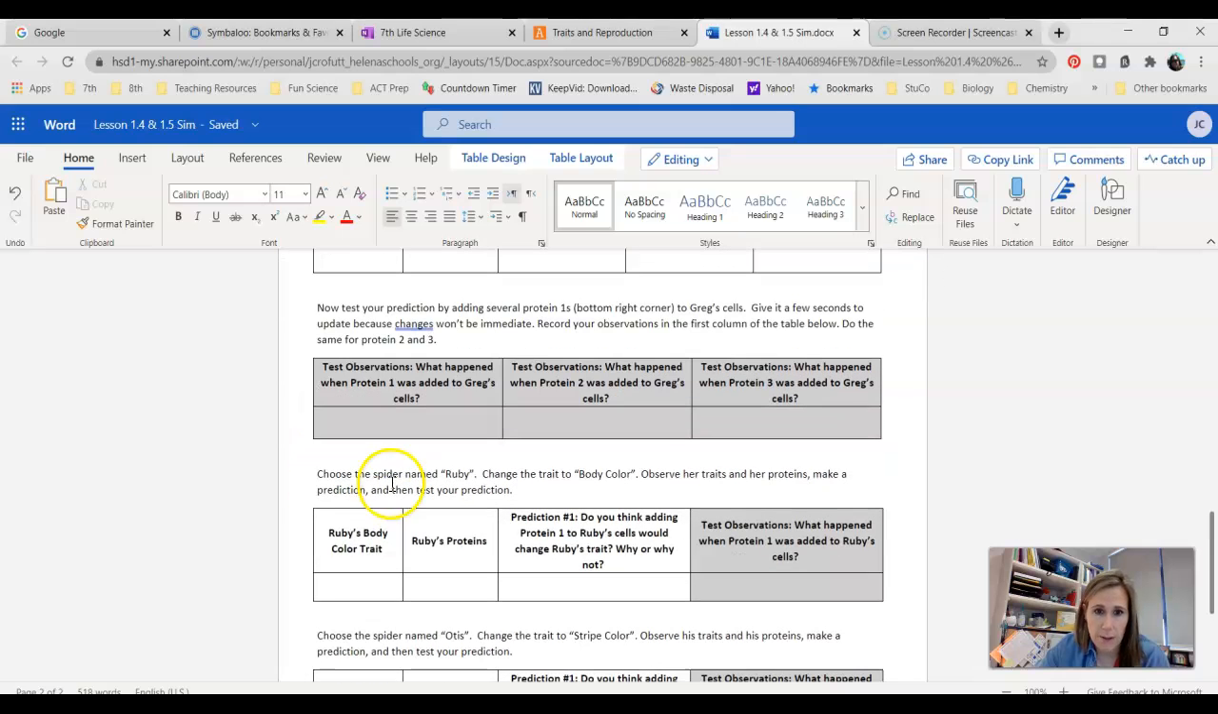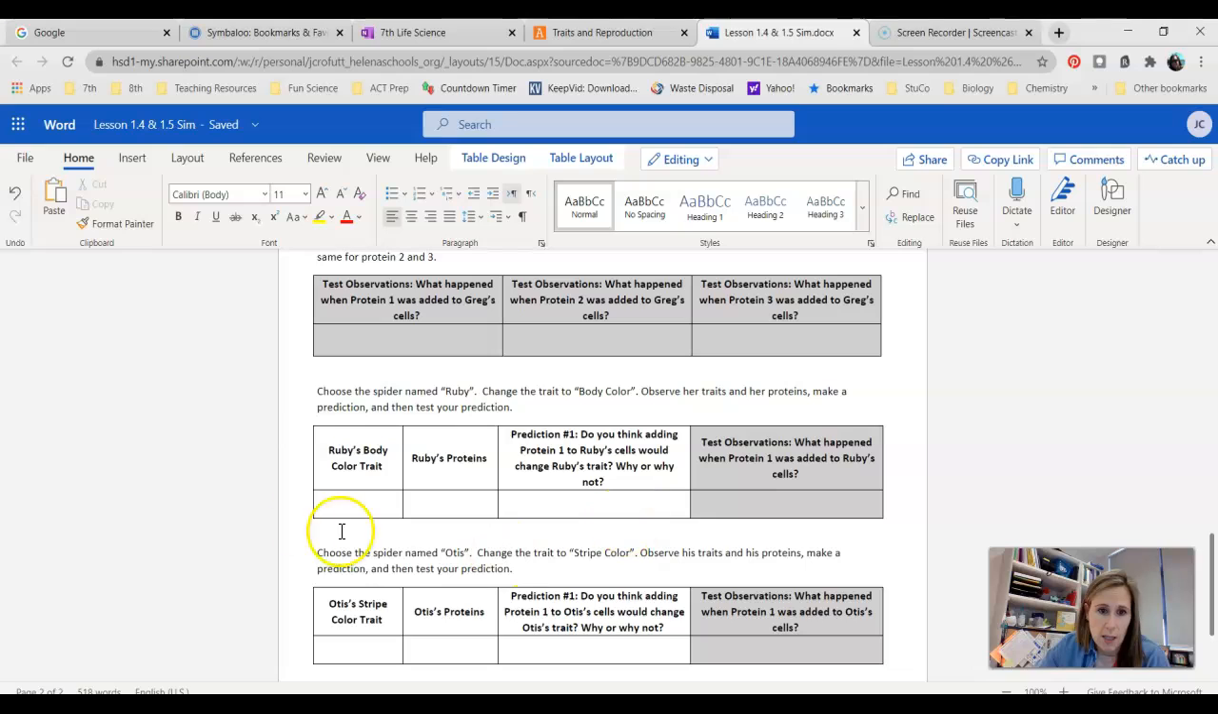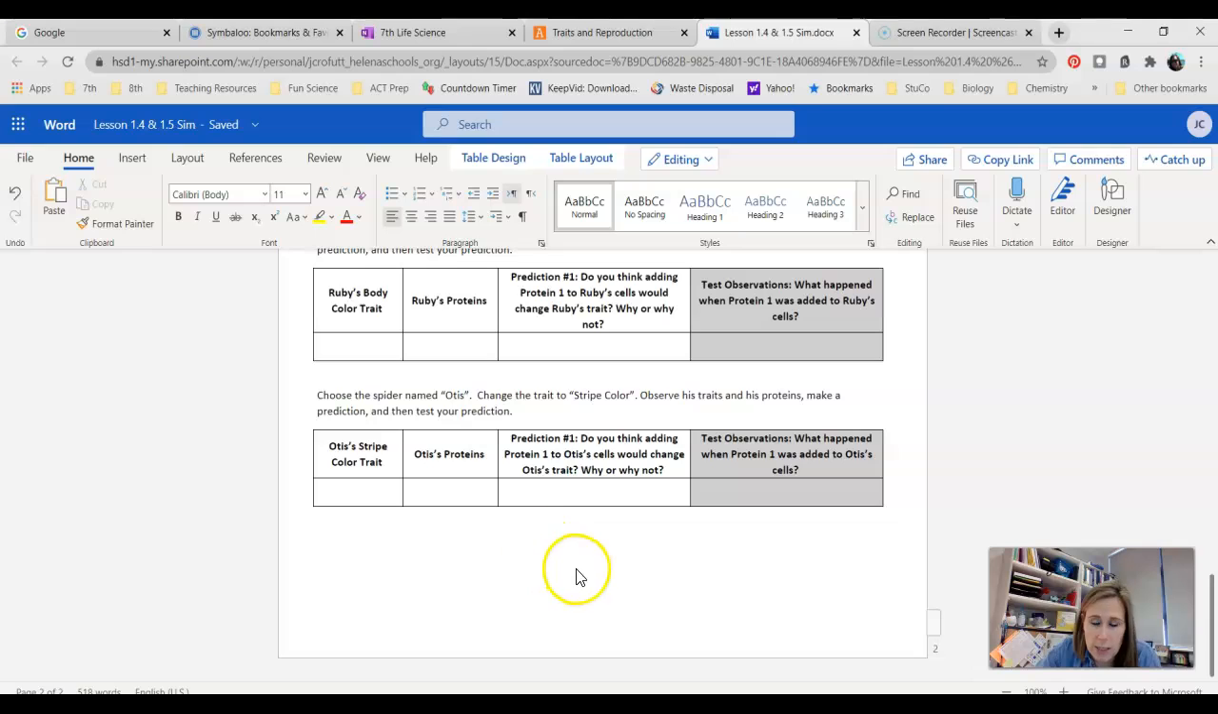So I can let you guys kind of figure out the rest of these instructions. You guys have Ruby. You guys are going to look at her body color for trait, observe her traits and her proteins, and make predictions and test your predictions. Okay, Otis is going to be your guys' last little test subject here. You guys are going to be looking at stripe color. You're going to go in, observe what he normally has for his proteins and what his trait is for stripe color, and then go ahead and make a prediction and then test your prediction.